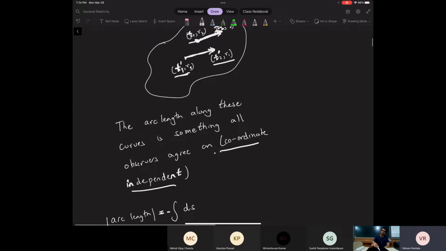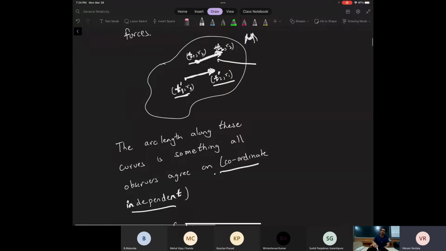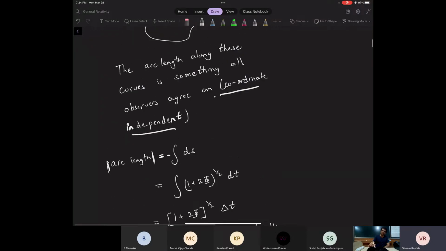Similarly for this curve, the arc length is coordinate system independent. Now, what is an arc length? The absolute value of the arc length, since this is a time-like trajectory, is going to be the square root of minus g mu nu dx mu dx nu. Why the minus sign? Because time-like trajectories have negative inner product of dx mu dx nu, so I take it with a minus sign.